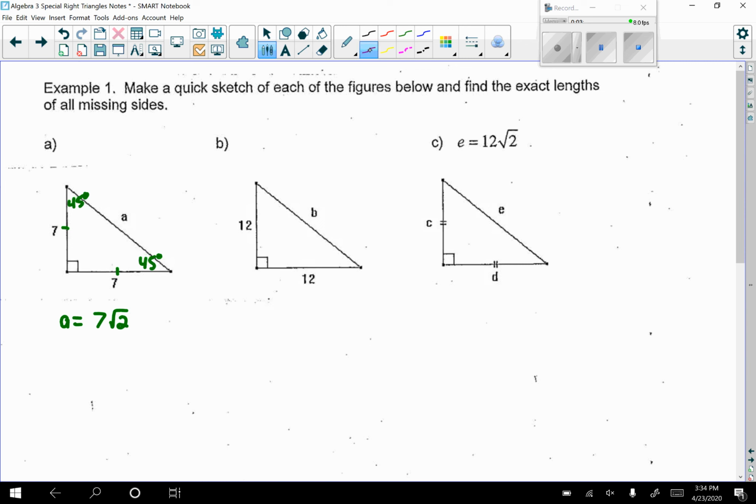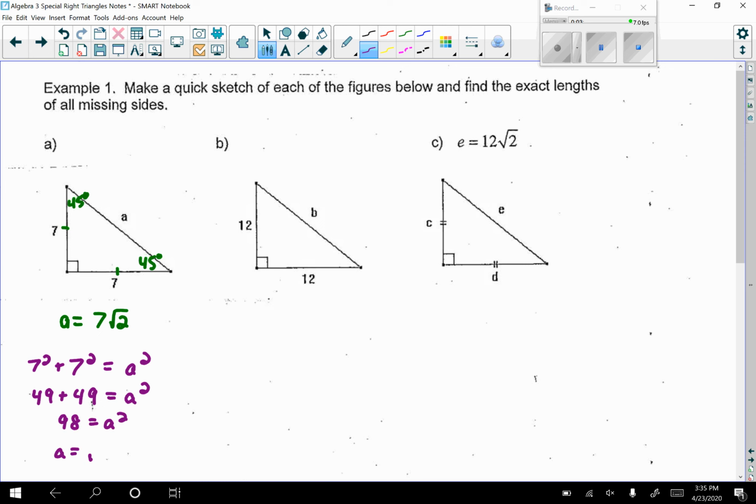I just want to show you, if we were to use the Pythagorean theorem, how we would come up with the same answer. So here we would say 7 squared plus 7 squared equals a squared. So this is 49 plus 49 is going to equal a squared. This will give us 98.